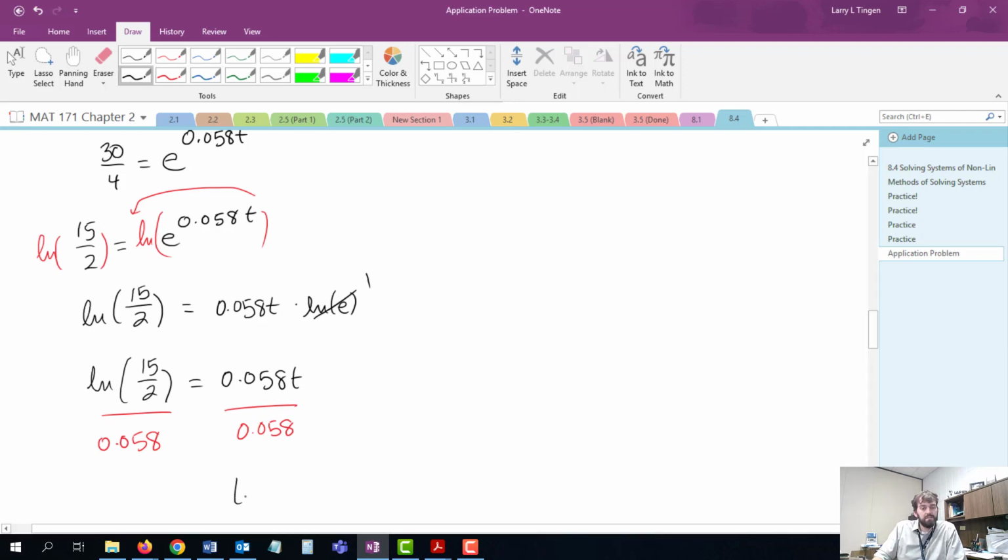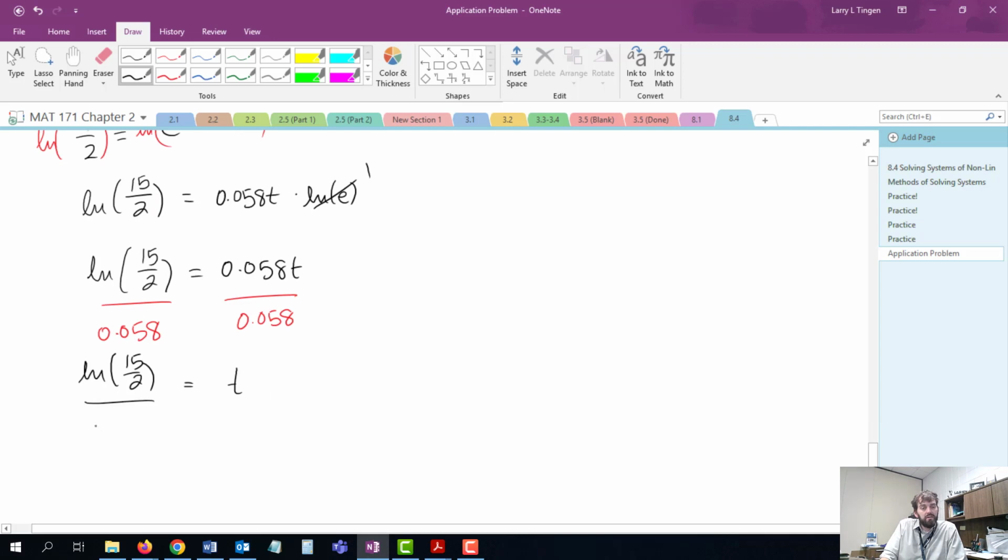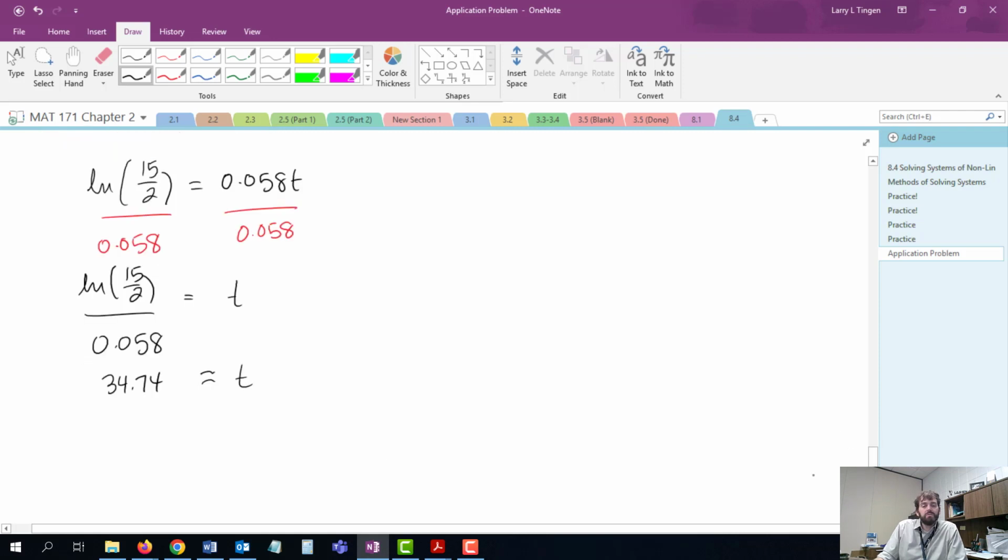And I find t to be the natural log of 15 over 2 divided by 0.058. When you do this, you're going to find t to be approximately 34.74, and the problem tells you to round this to the nearest hour. So t is approximately 35 hours.